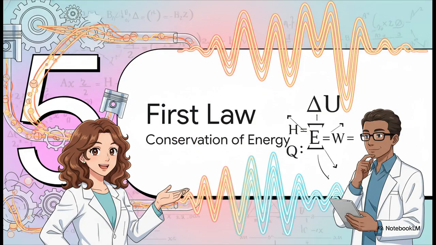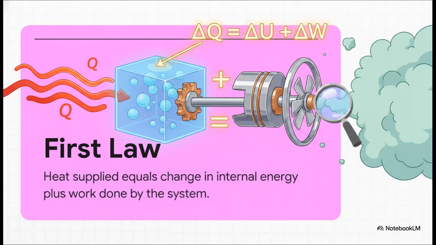Armed with our variables, let's tackle Section 5, the first law of thermodynamics. The first law of thermodynamics is simply the universal principle of conservation of energy applied to thermodynamic systems. It is defined by the formula delta Q equals delta U plus delta W. In plain English, the heat energy supplied to a system, that's the Q, doesn't just vanish into thin air. It is spent partly on increasing the system's internal energy, the U, and the rest is spent doing mechanical work, the W, on the surrounding environment.